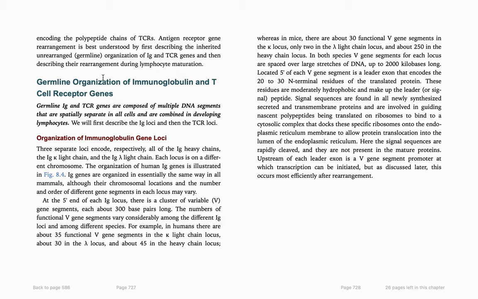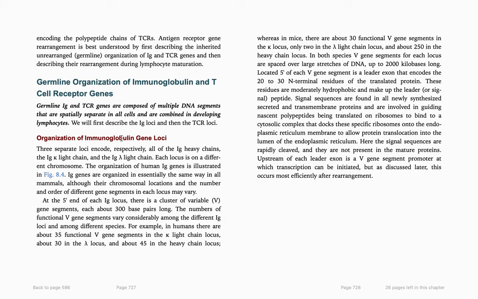Germline organization of immunoglobulin and T cell receptor genes. Germline Ig and T cell receptor genes are composed of multiple DNA segments that are spatially separate in all cells, and they are combined in developing lymphocytes.